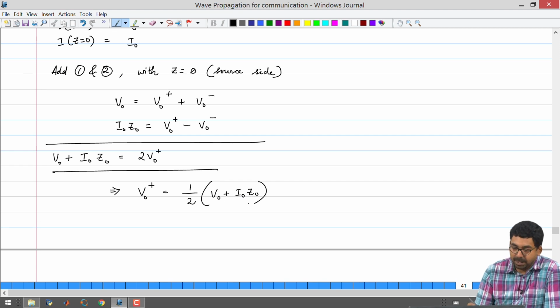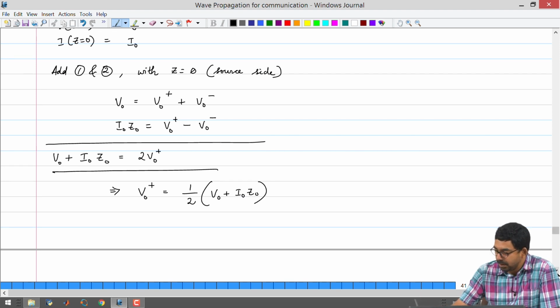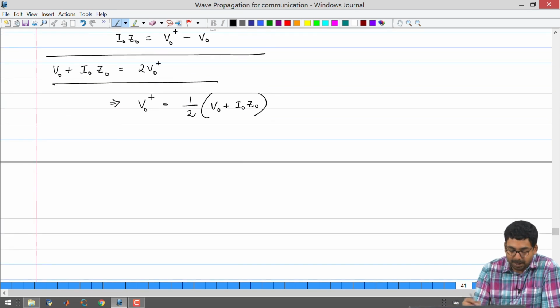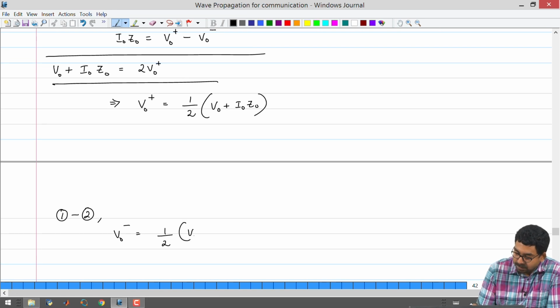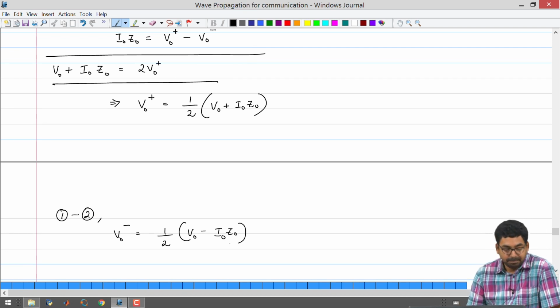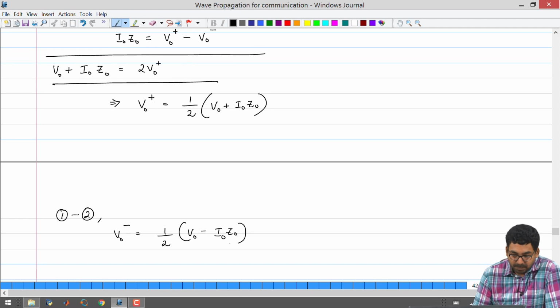Okay. And in order to find V naught minus, you can take equation number 1 and subtract 2 from it. So, 1 minus 2 can be done, and there you will end up with V naught minus. It is going to look like half of V naught minus I naught Z naught.